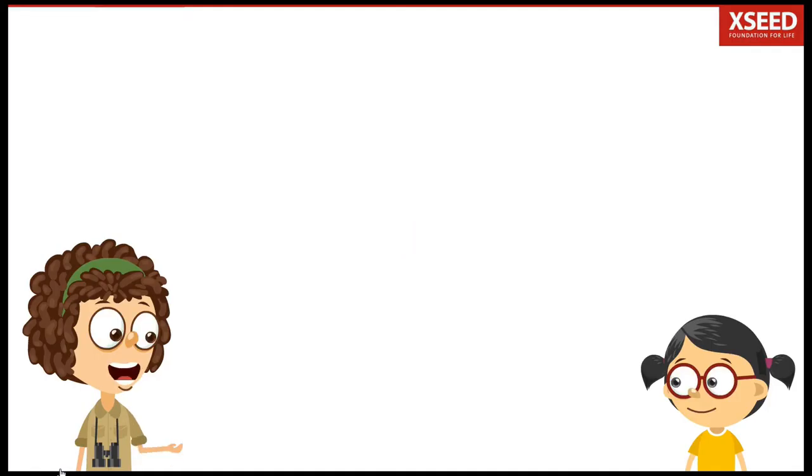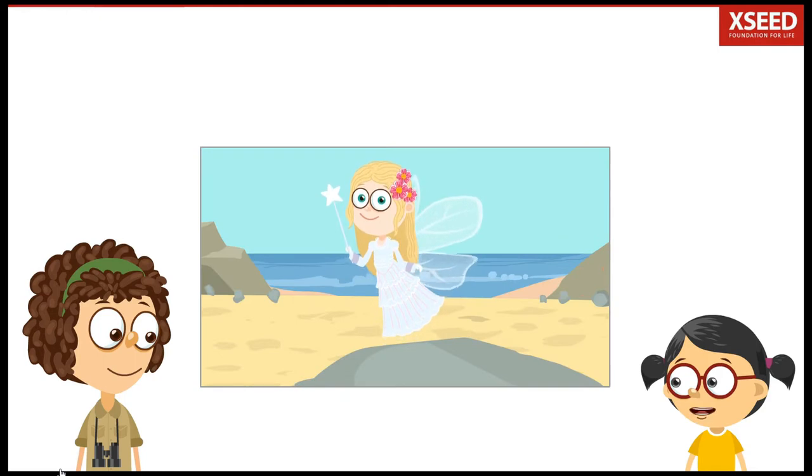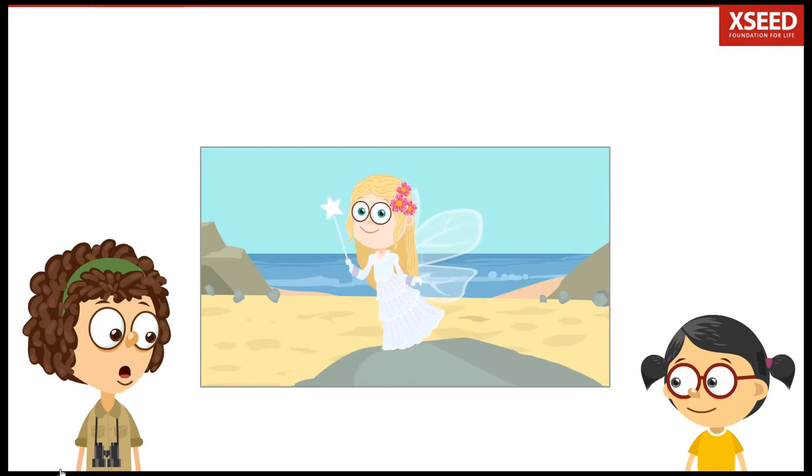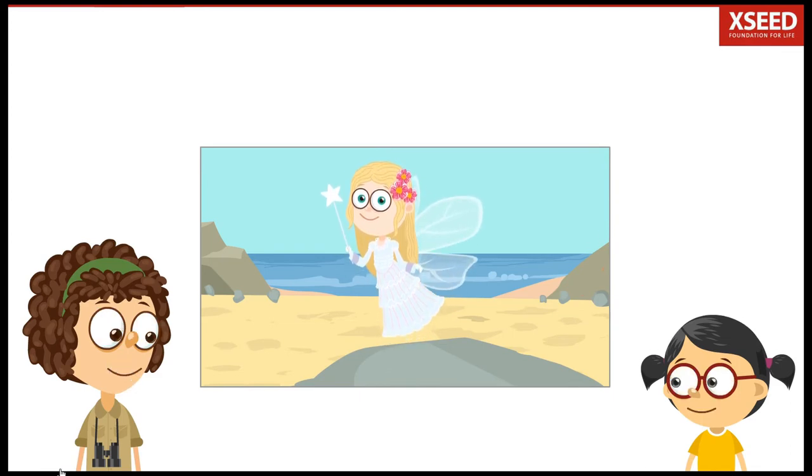Lisa, what are you thinking? I had a dream about a fairy last night. Really? What did she look like? She looked like a swan. Her wings were made of shiny white feathers.